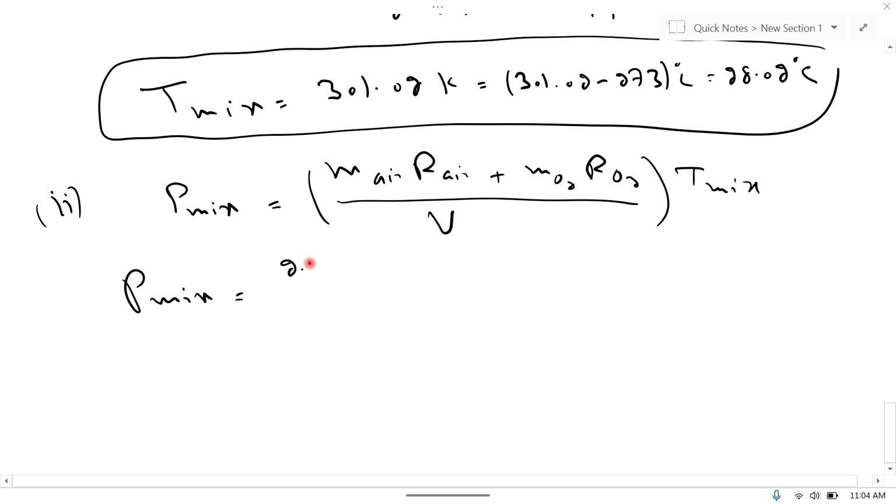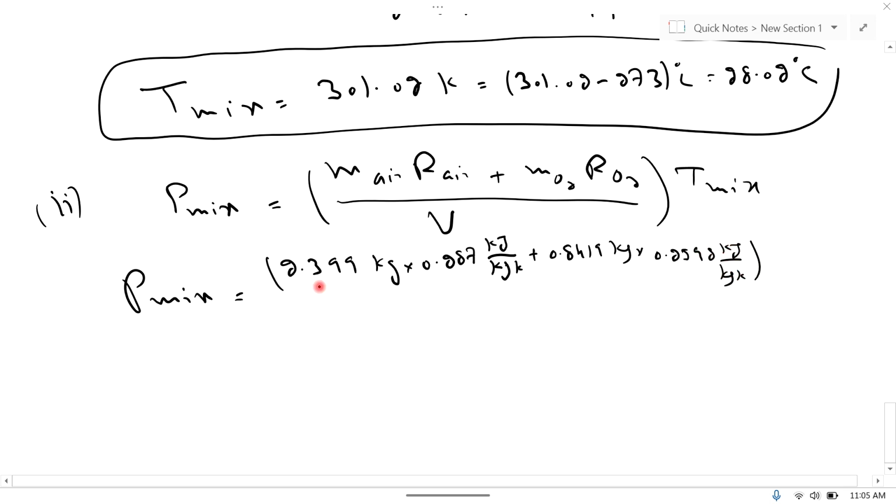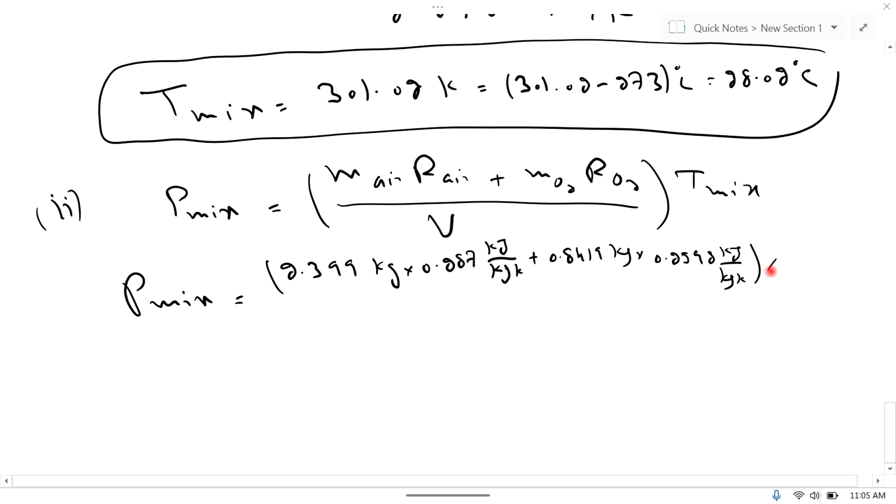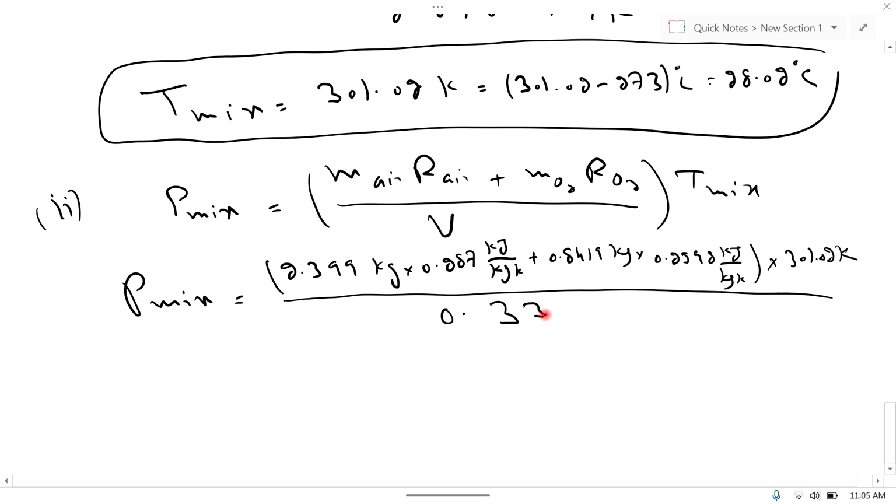So mass of air is 2.399 kilogram. R of air is 0.287 kilojoule per kilogram per Kelvin plus mass of oxygen is 0.8419 kilogram multiplied by R of oxygen is 0.2598 kilojoule per kilogram per Kelvin, and temperature of the mixture is 301.02 Kelvin, divided by total volume is 0.33 cubic meter.